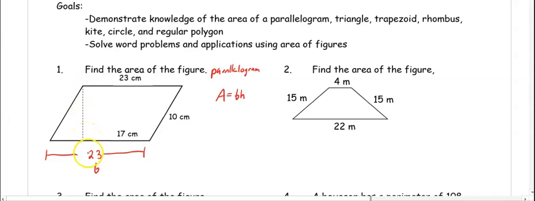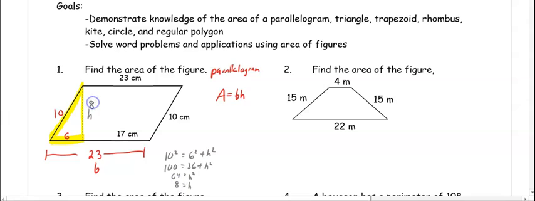So if the whole base is 23, we can subtract 17 to get 6. And we know the opposite sides are congruent, so this is 10. So we can use our right triangle over here to find the height, which we'll call h. So when we set up Pythagorean theorem, we have 10 squared equals 6 squared plus h squared. So we get 100 equals 36 plus h squared. H squared equals 64, so h is 8.